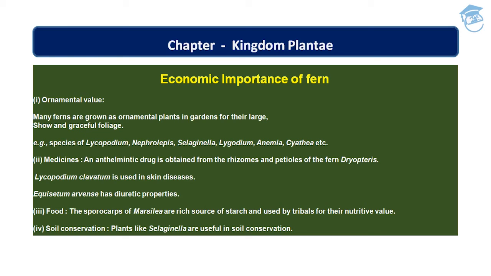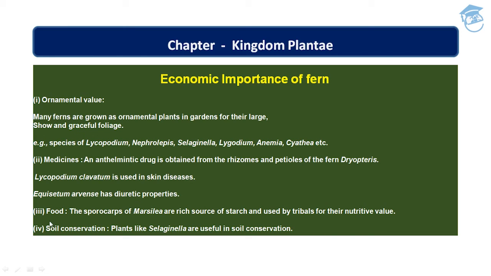Then they are used as medicines also, such as anthelmintic drug. The drug is made from fern and is used against helminth diseases. So that's why it is called anthelmintic drug, which is obtained from the rhizome and the petiole of the fern Dryopteris. It is the name of a plant. Lycopodium clavatum is used in skin diseases. So that's another crucial economic importance of ferns. Then Equisetum arvense has diuretic properties.